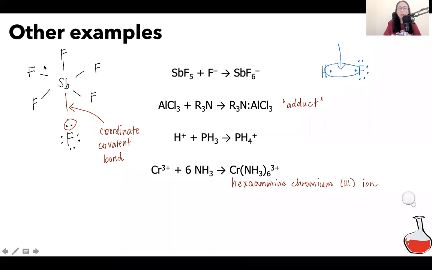So again, we see that with the Lewis acid-base theory, we can explain a wider range of reactions compared to your Arrhenius theory, which was very limited, and to your Bronsted-Lowry theory of acids and bases.